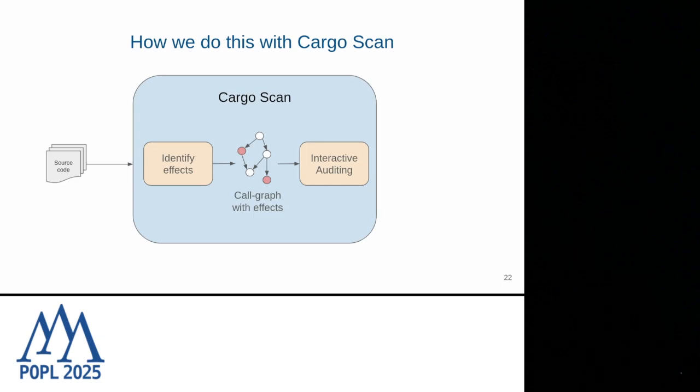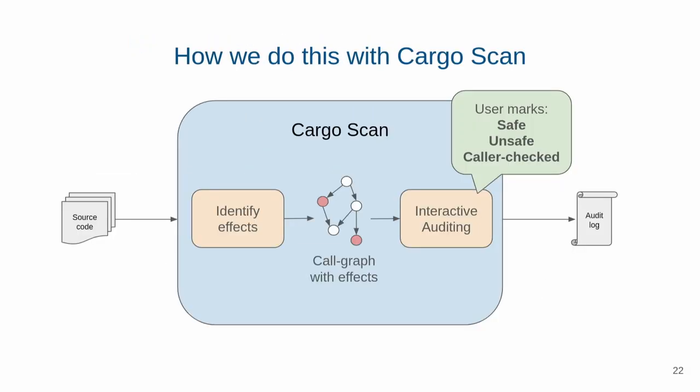Okay. So then we present the effects to the user during the interactive auditing process, where they can resolve their safety and mark them with one of the three available annotations: safe, unsafe, or color checked. And after any of the effects have been audited, CargoScan produces a detailed audit log that is composable and contains all this information.